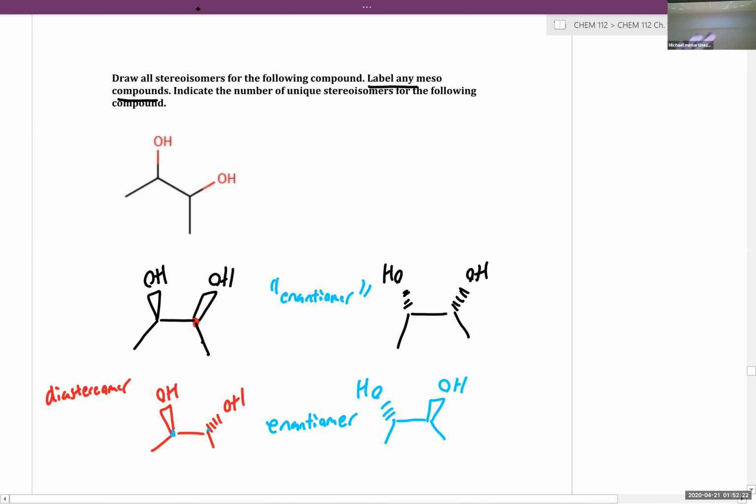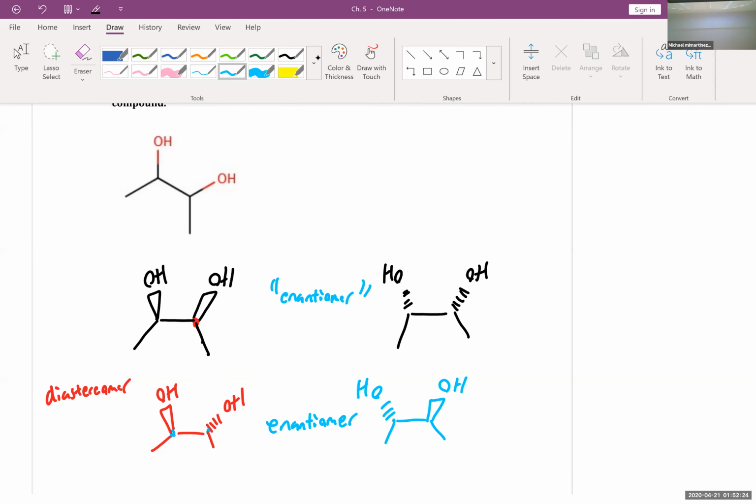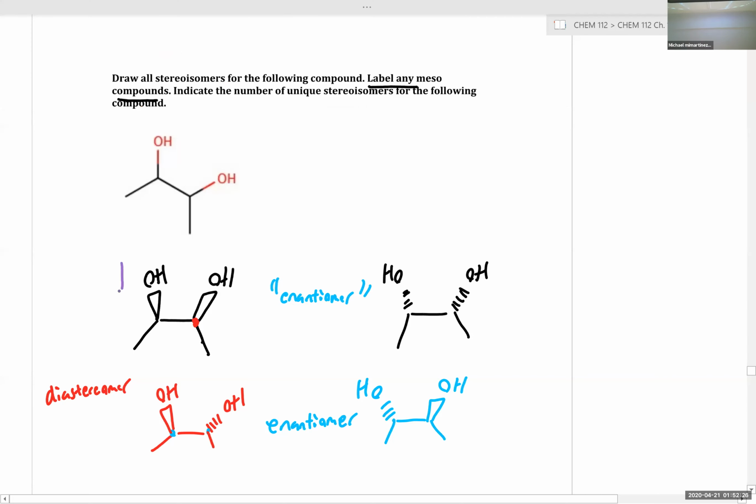So I'm going to put some numbers next to my compounds. So 1, 2, 3, 4. Are there any compounds that are identical? Or is there a compound that represents a meso compound? Which compound is meso, or more specifically, which pair of compounds are meso? Yep, exactly right. 1 and 2 are meso.